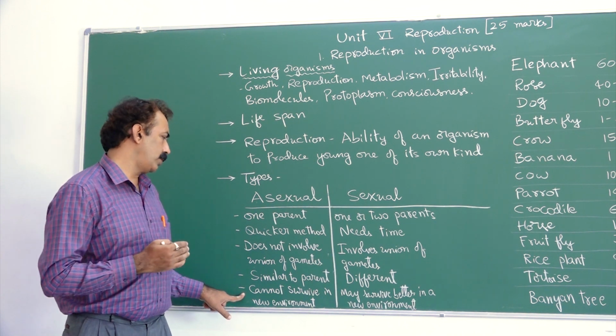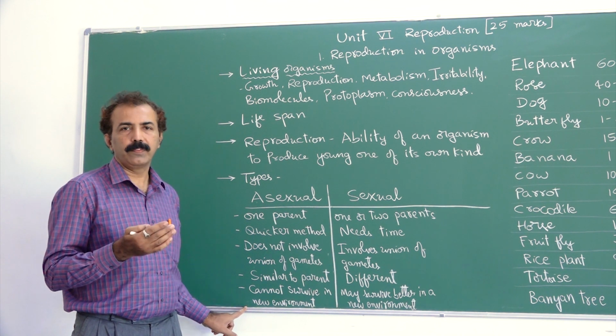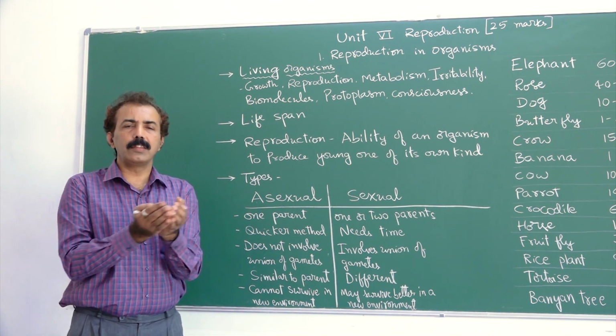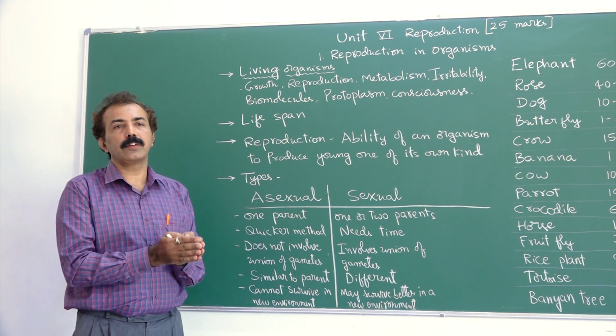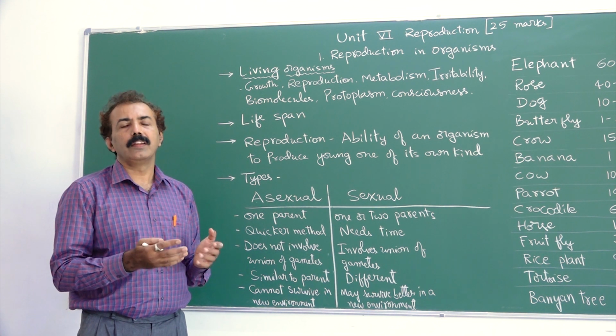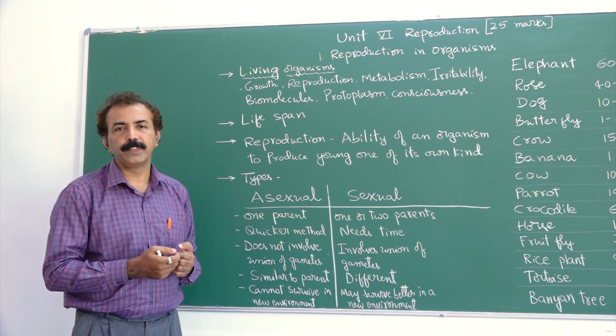In asexual reproduction, the organism cannot survive well in a new environment. What if I transfer an amoeba from one pond to another pond? It may not survive because of a small biochemical change in the medium, the water. The organism may not adjust, it may not adapt, it may die.